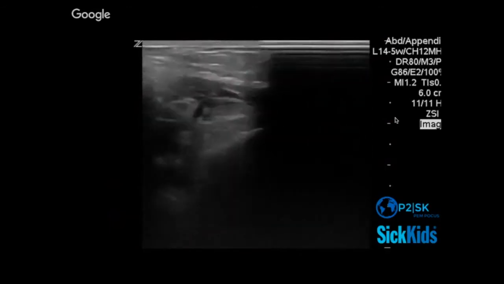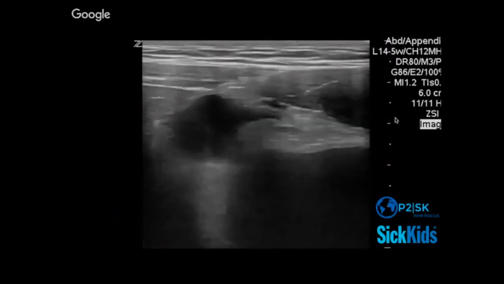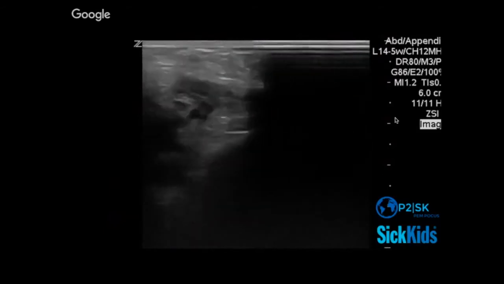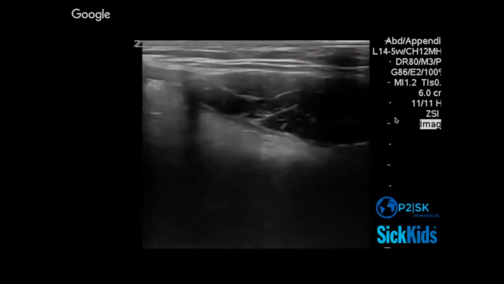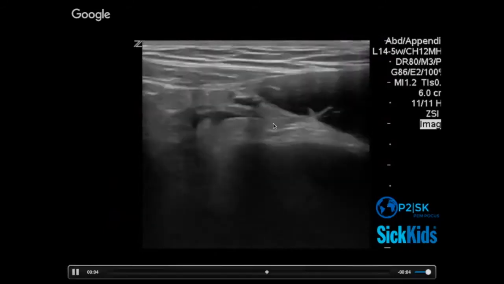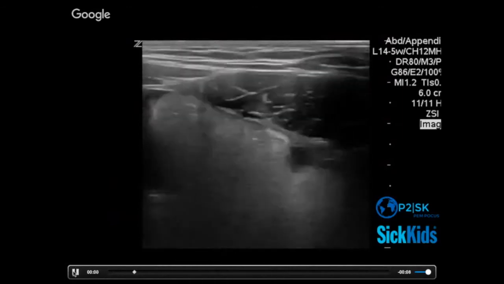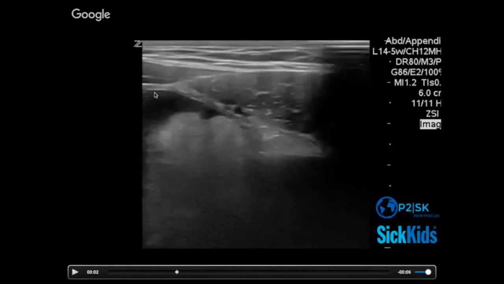Okay, so what about in this image? Do people see secondary signs? And if so, what secondary signs do they see? Free fluid, right? Free fluid and hot fat. Yeah, free fluid and hot fat.